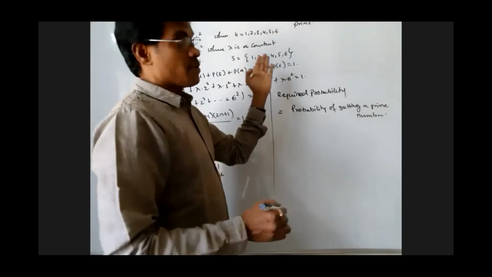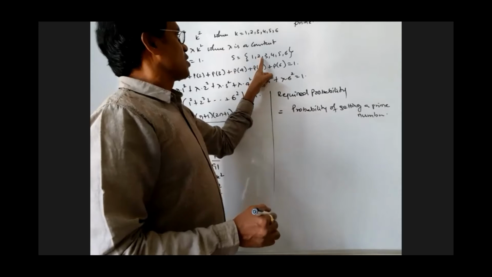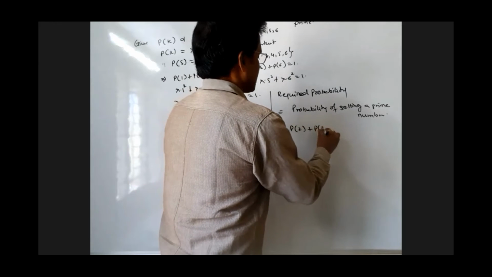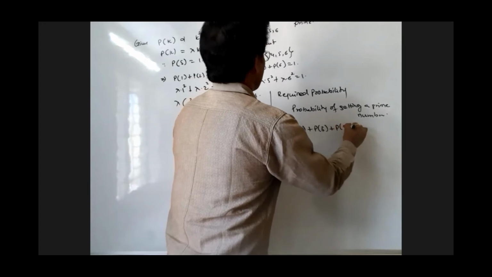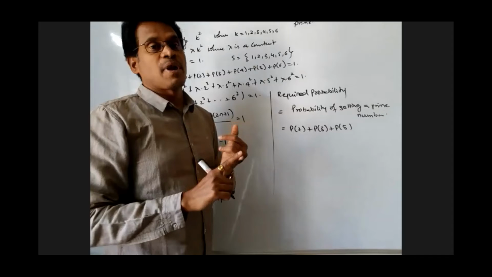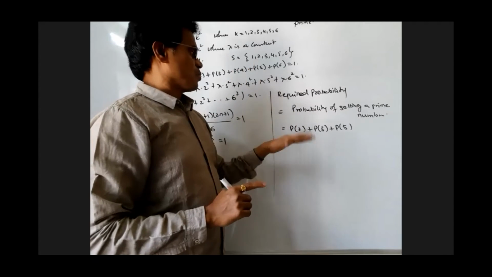Yes, my dear. You have to take the prime numbers from the outcomes. Outcomes of the die are 1 to 6. That is probability of getting 2 plus probability of getting 3 plus probability of getting 5. 2, 3, 5, my dear. One is not a prime number. One is neither prime nor composite. Yes, my dear. The only even prime number is 2.